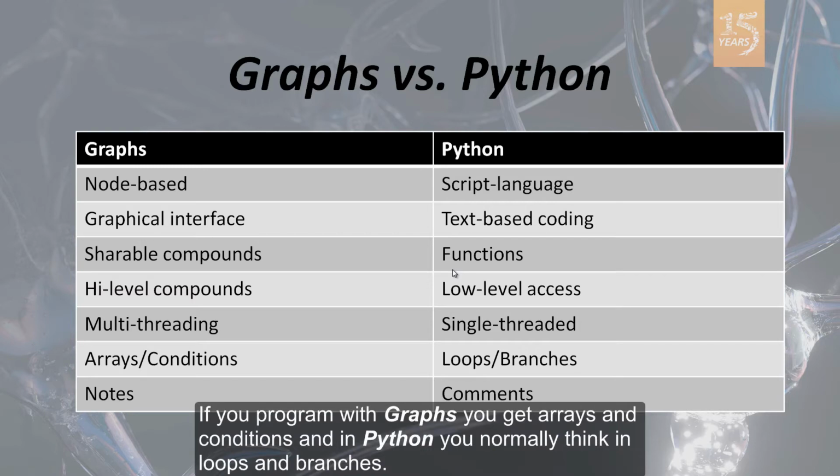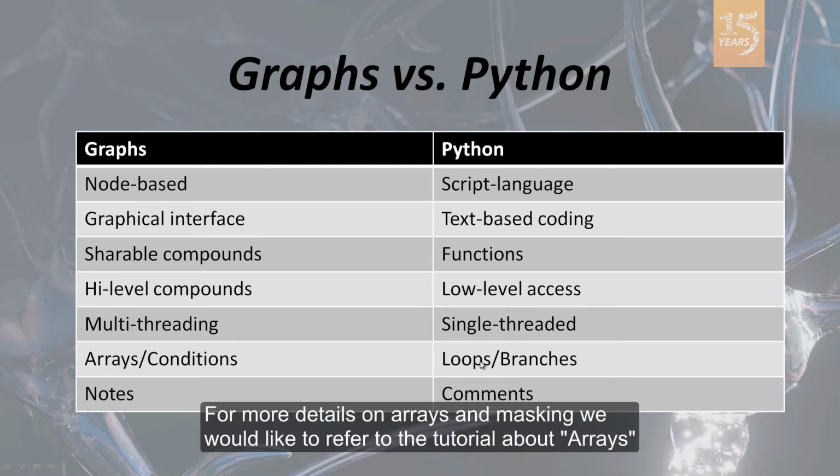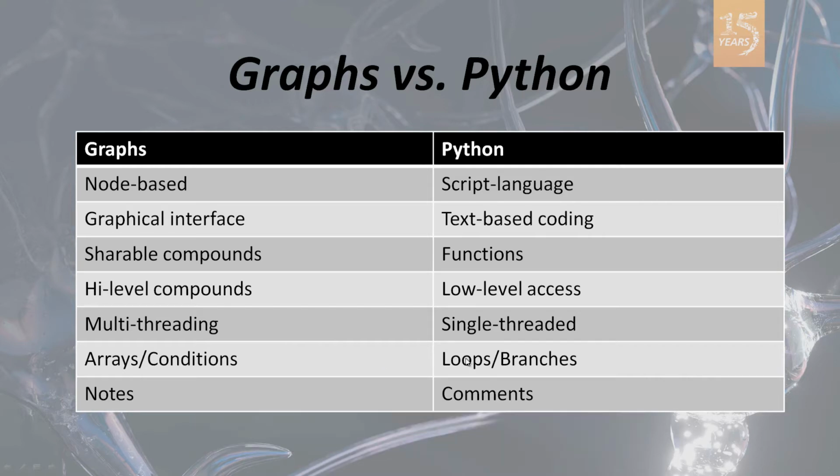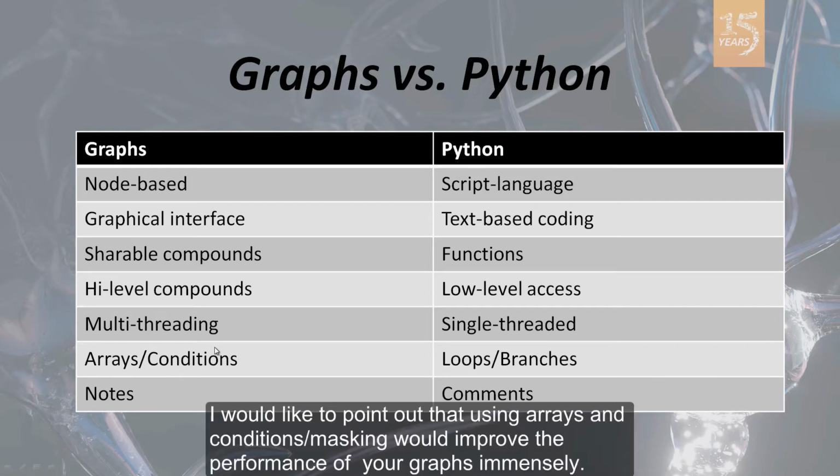If you program with graphs, you get arrays and conditions, and in Python you normally think in loops and branches. We got another tutorial about arrays, and I would really recommend that for showing you the differences between those two concepts. I just would like to point out that using arrays and conditions would improve the performance of your developed graphs quite immensely.